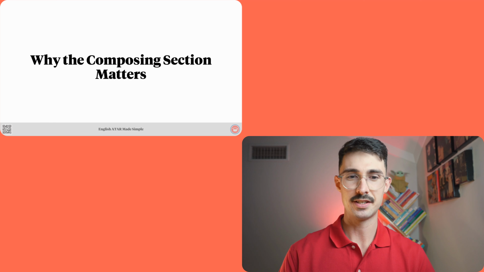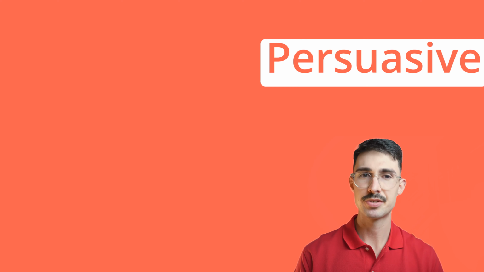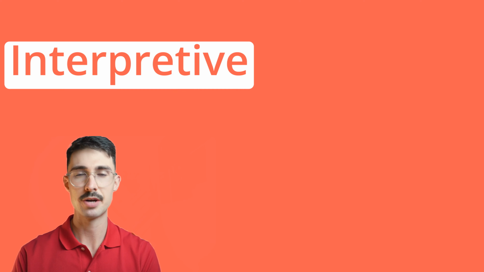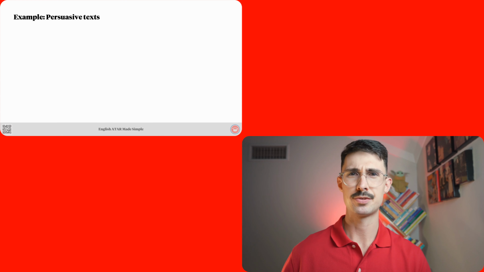Final part of this lesson is going to discuss why the composing section matters. The composing section involves creating a persuasive, imaginative, or interpretive text. Each type of text has a bunch of applications in a post-Year 12 world, but here are some of the main ones. Starting with persuasive texts.